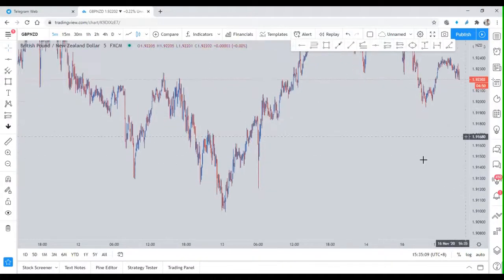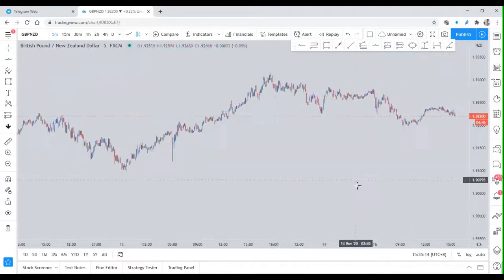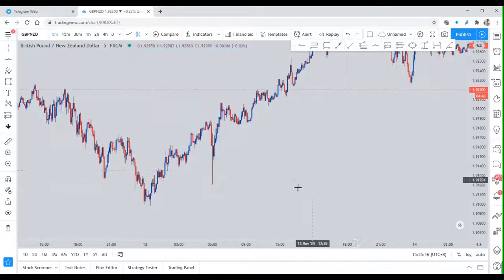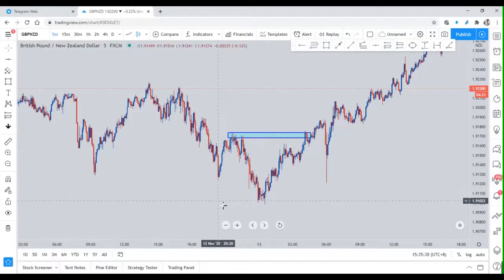Okay, there is another possible QML buy setup over here, exactly the same. The chart looks exactly the same. The price is moving downwards, making a lower low, lower high, lower low, lower high, and then a lower low, and then it broke the previous high over here. So this is another QML setup. This is what we call a quick QML retest. So same thing, we do it the same.